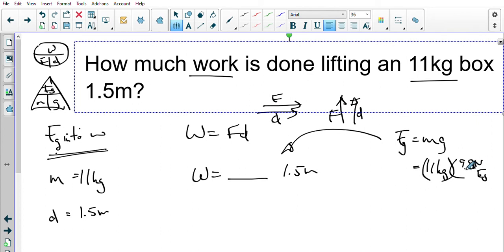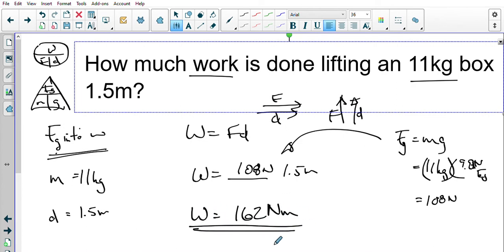And so we go 11 times our 9.8. I can use round numbers, and we get 107.8 newtons, so I just use 108. 108 into here times my 1.5, and that gets me 162 newton meters of work. That's how much work was having to be done.